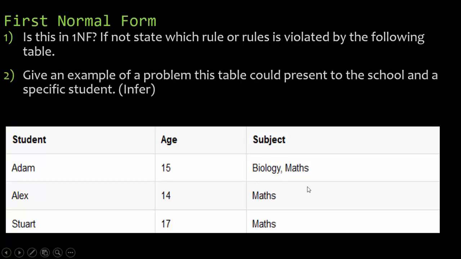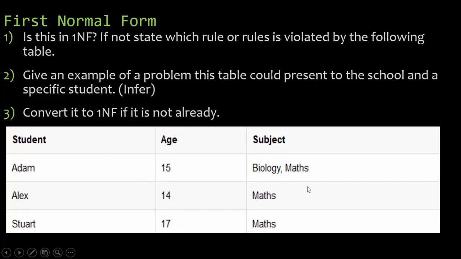2, give an example of a problem this table could present to the school and a specific student. That's an inferring question. And then number 3, convert it to first normal form if it's not already. Now, if you have a basic understanding or you want to try to convert this to first normal form, go ahead and pause the video and we'll give you a few seconds to do that.